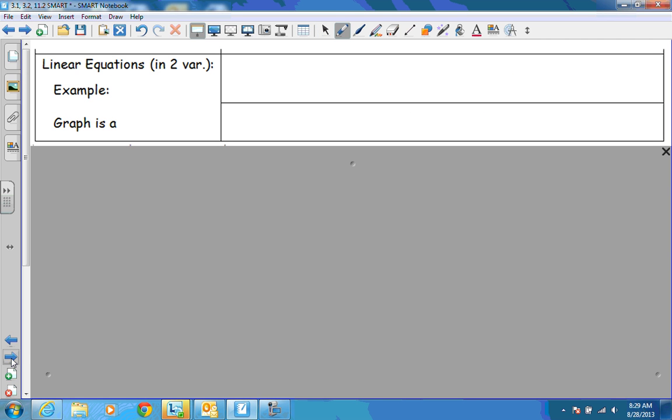Let's do linear equations. A linear equation in 2 variables just means you have something like y equals 2x plus 5. So you have a linear equation in 2 variables.